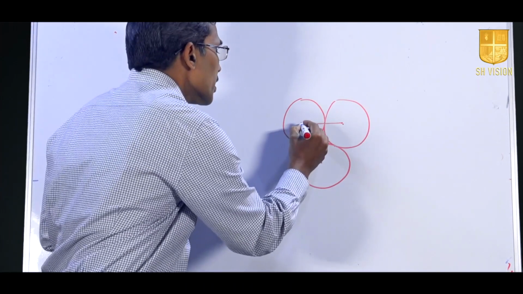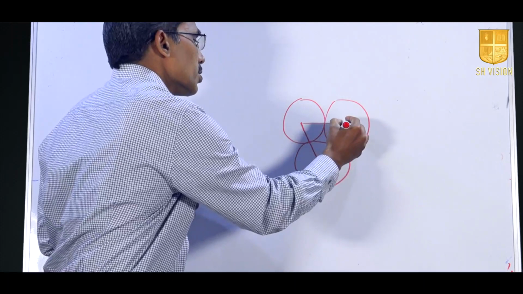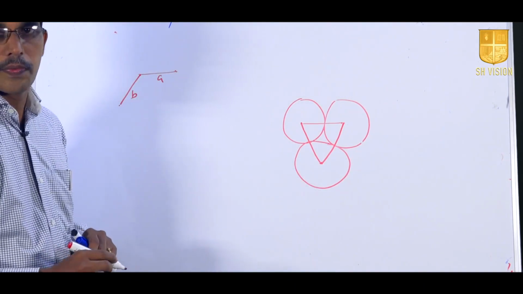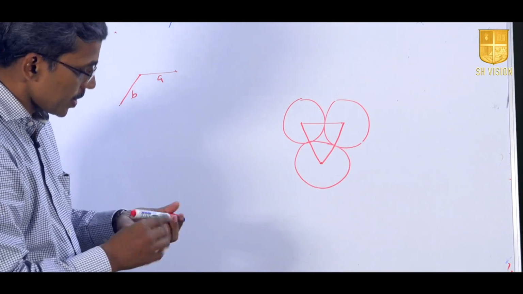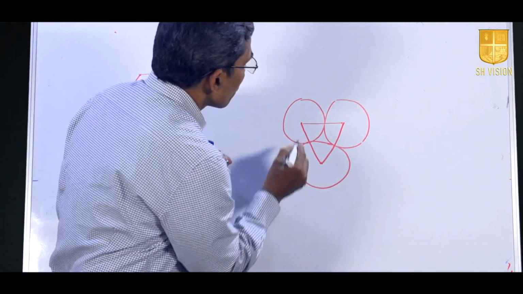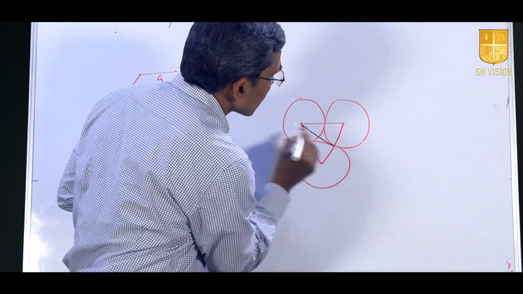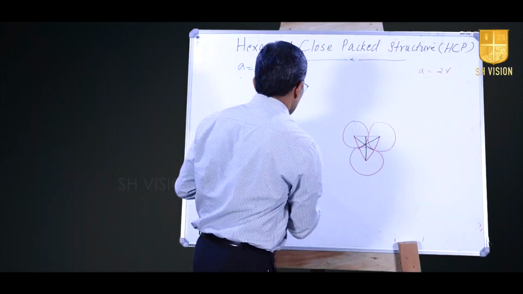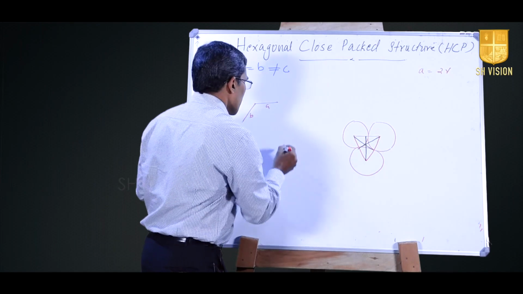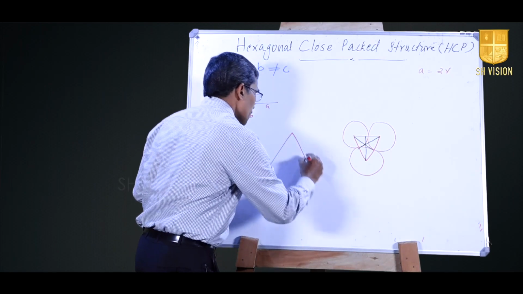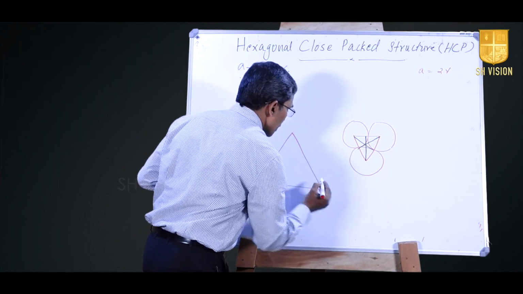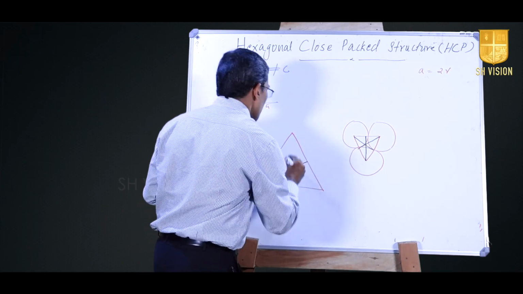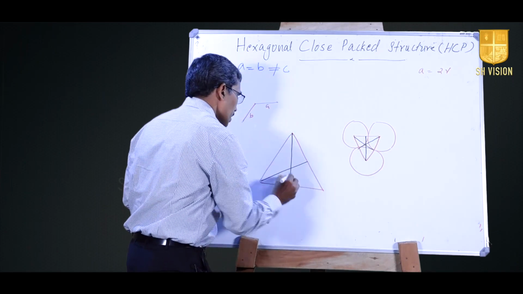And this is A, this is also A, this is also A. So we have an equilateral triangle. If we draw a perpendicular like this and like this, that is, we are drawing a big triangle like this. This is an equilateral triangle. So here we are drawing, and here we are drawing.